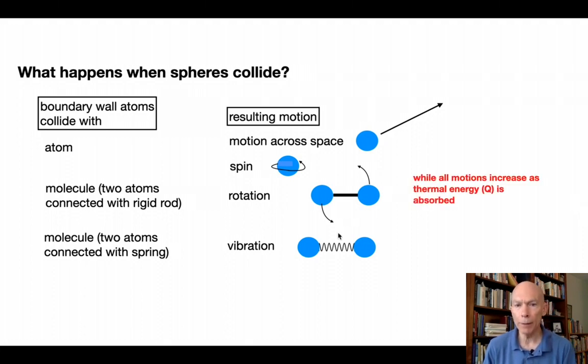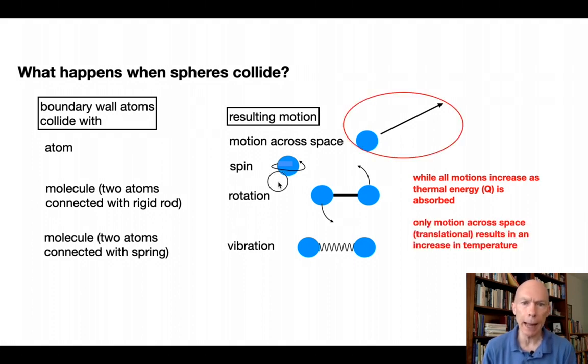So while all of these different motions can go on when thermal energy is absorbed by a gas, it's really this motion, which we call translational motion, which results in an increase in temperature. This is where the increase in temperature goes while all of these other motions are happening.